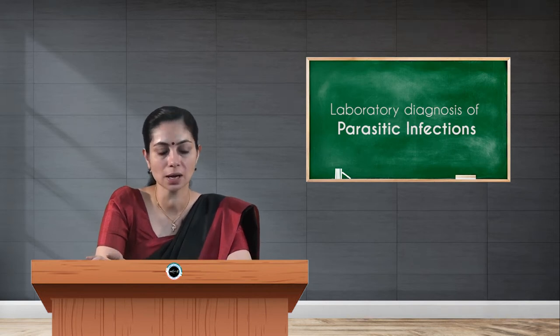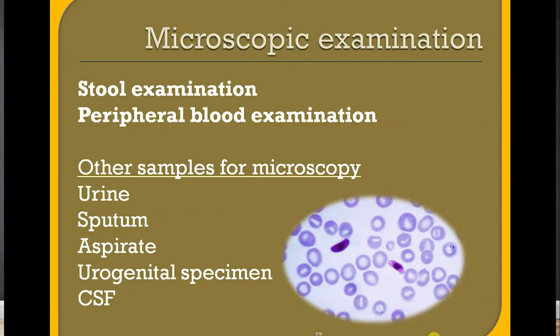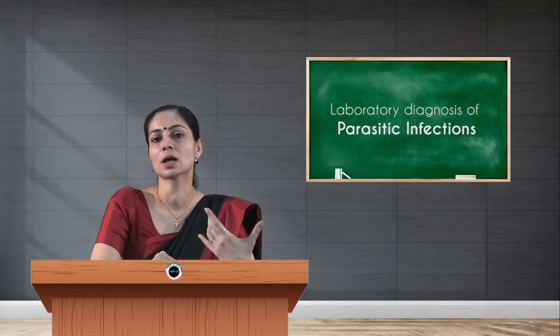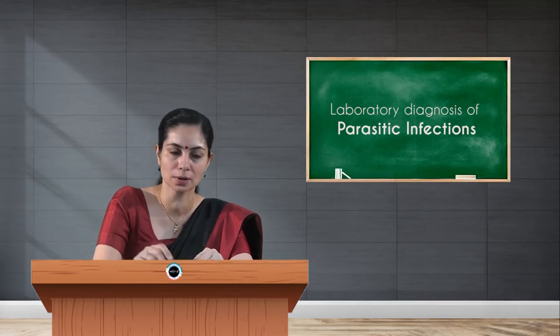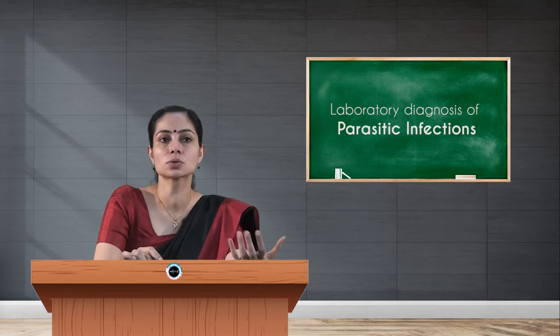Now we'll go to the first and the most important method of diagnosing parasitic infection, that is microscopic examination of the sample. The two major samples collected for microscopic examination are stool and peripheral blood samples. Other than that, urine, sputum, aspirate, urogenital specimen or CSF can also be collected for microscopic examination. We'll start with stool examination.